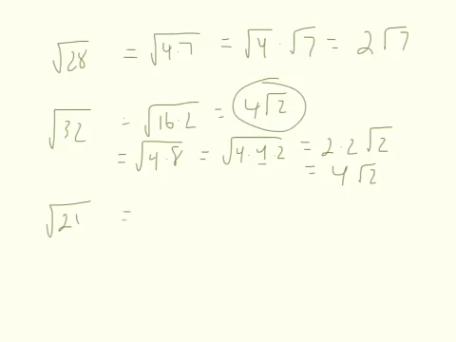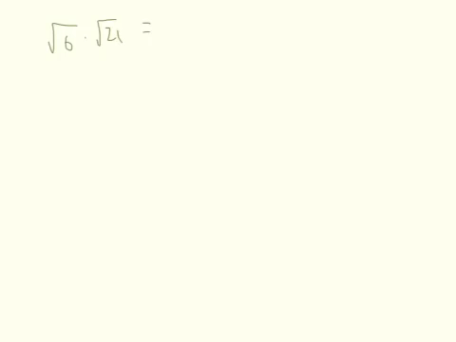How about the square root of 21? That's the square root of 7 times 3. Neither one of those are perfect squares, so the square root of 21 is already reduced in its simplest form. That's it. What about when I have the square root of 6 times the square root of 21?